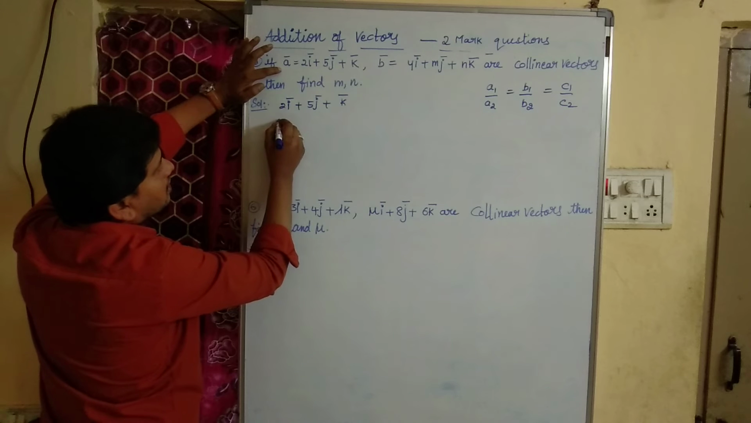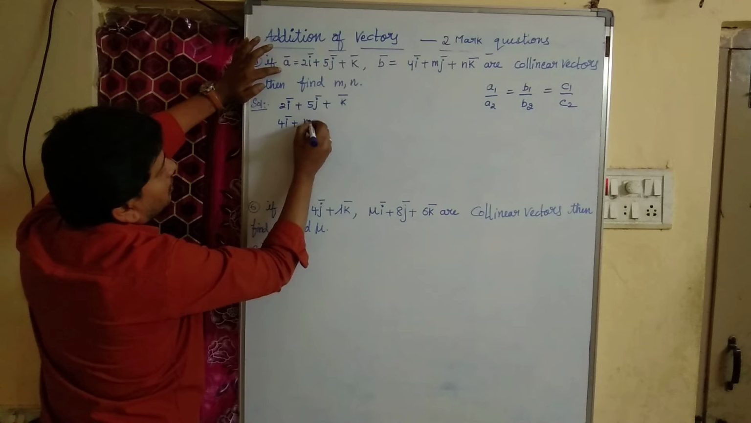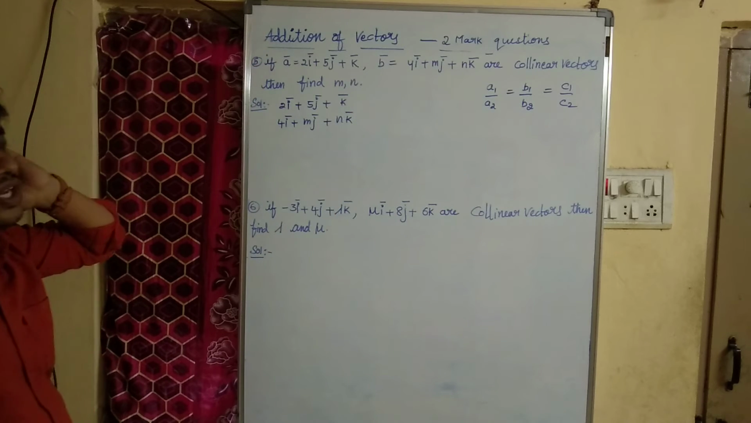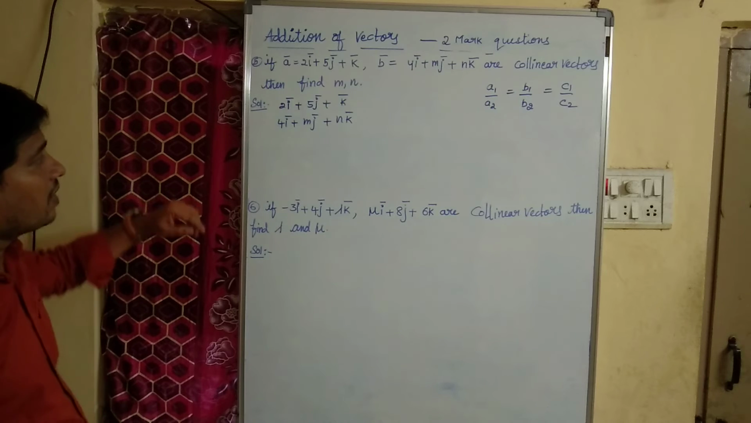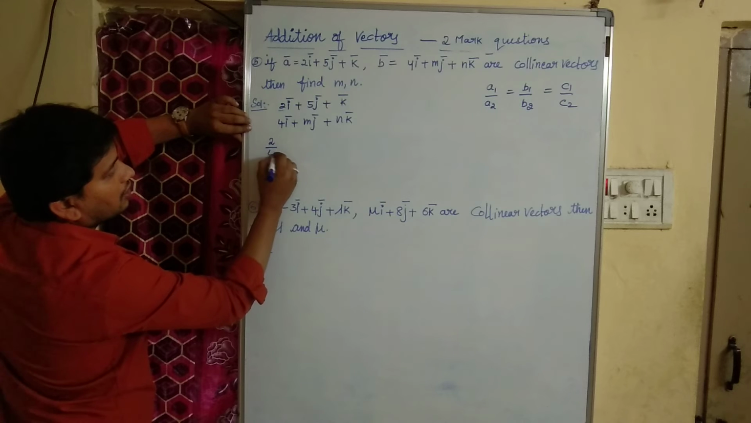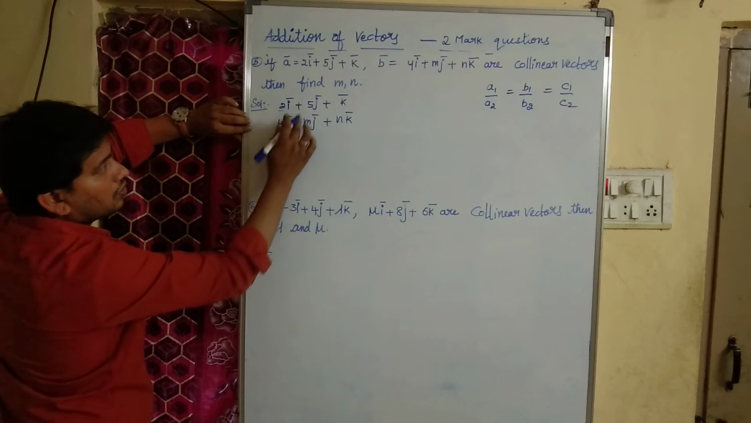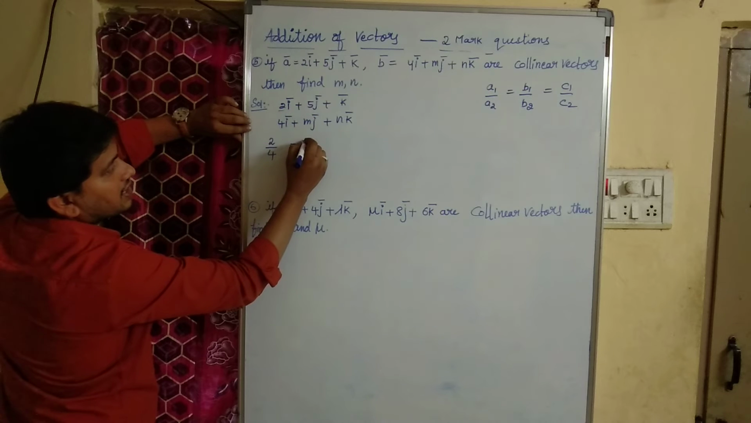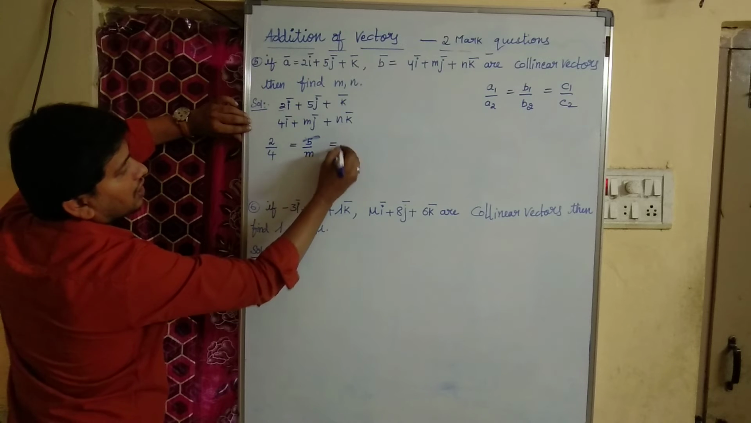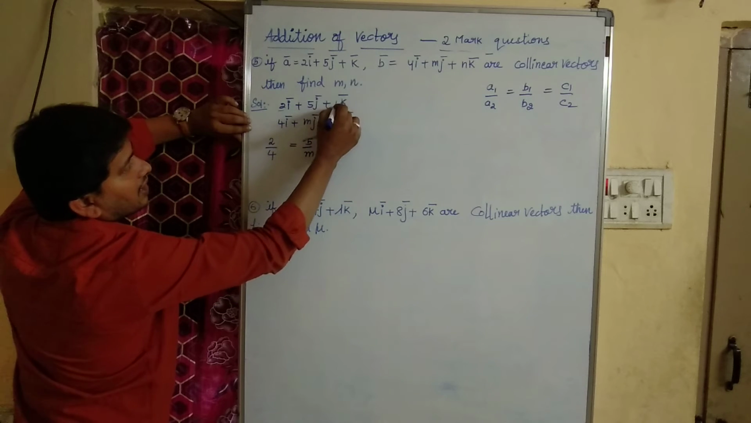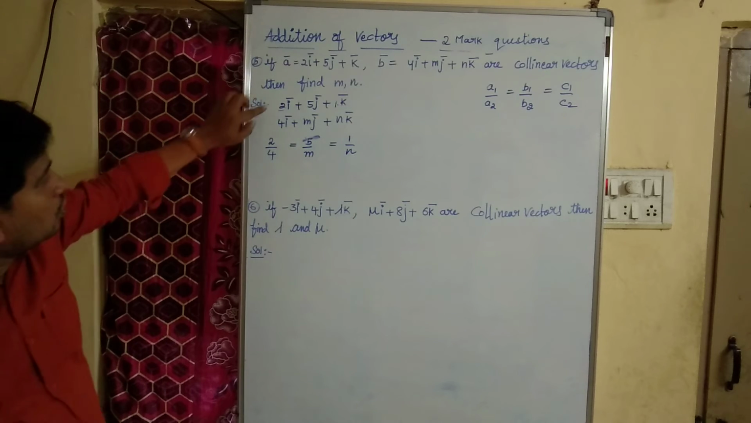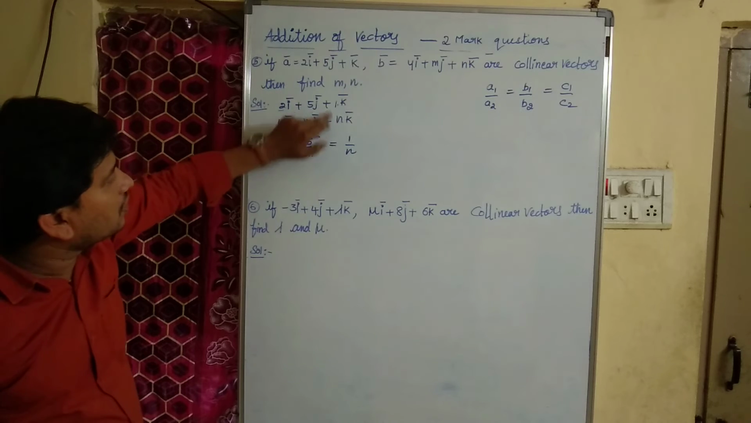And vector B bar is 4i bar plus mj bar plus nk bar. They said they are collinear. Collinear in the sense A1 by A2 equal to B1 by B2, here 2 by 4 equal to B1 by B2, 5 by m equal to C1 by C2, 1 by n. Right? 2 by 4 equal to 5 by m equal to 1 by n.